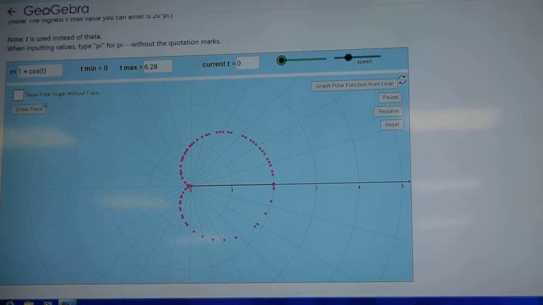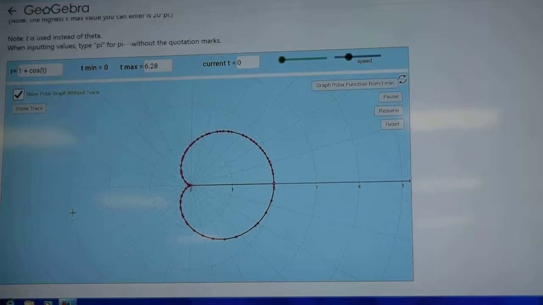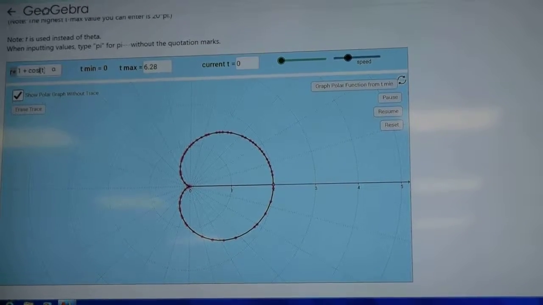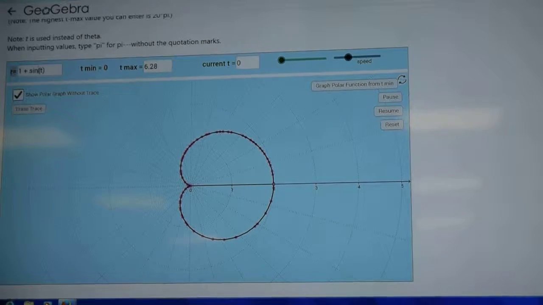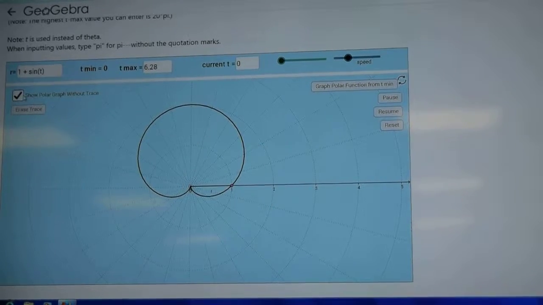Okay, so if I draw the graph connecting all those points, this is what you get. That's the cardioid. Now, what if I change this to sine? Use trace. This is what I get. If I trace it, it's like this.